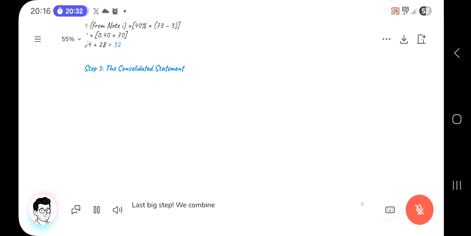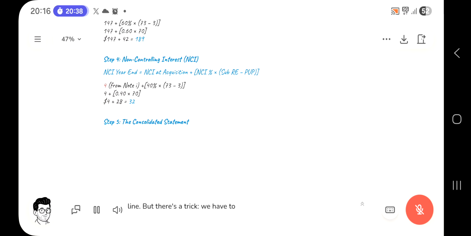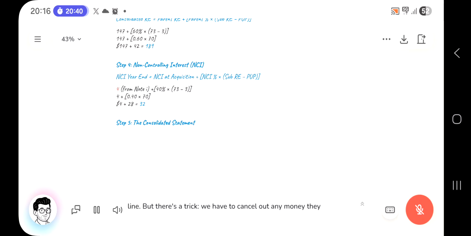Last big step. We combine the numbers from Poach and Steel line by line. But there's a trick. We have to cancel out any money they owe each other. Your table shows a receivable of 30 and a payable of 30.